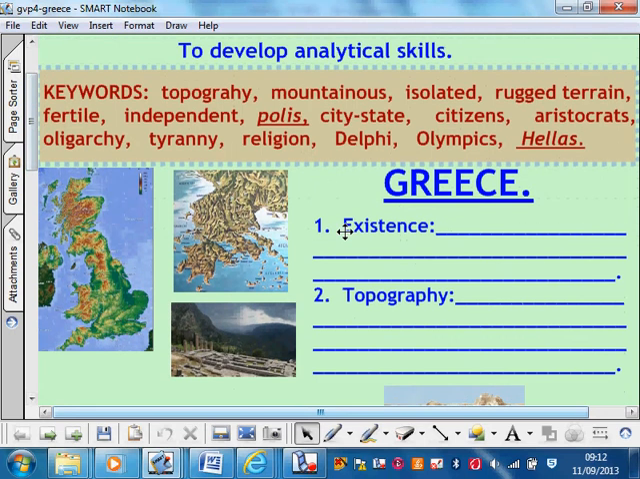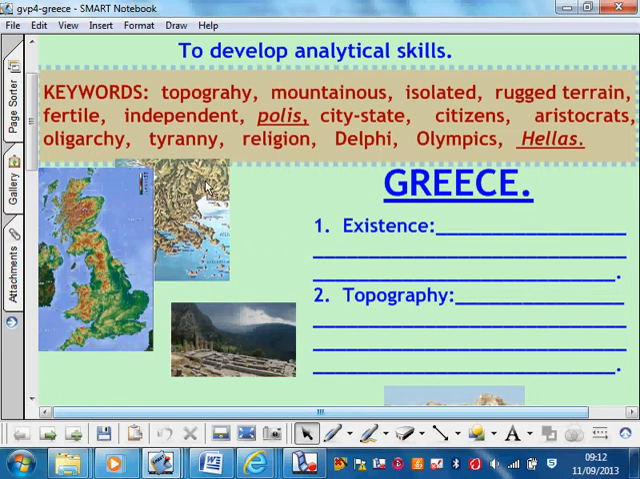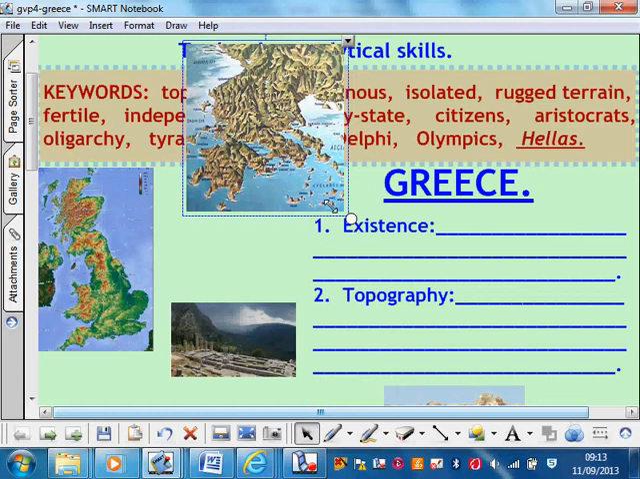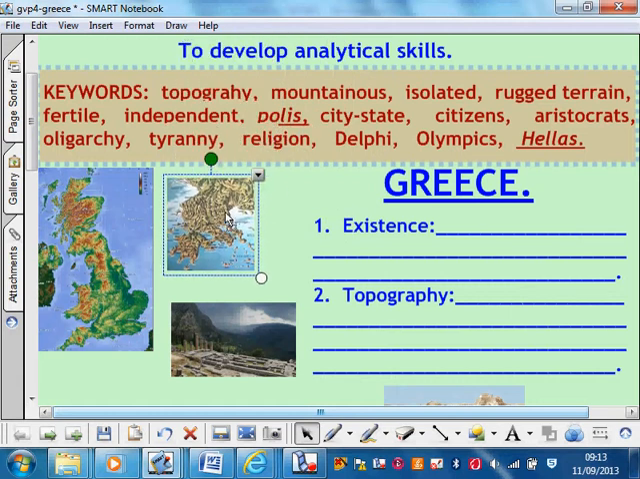Greece. Number one, existence. First thing to get your head around. At the time we're talking about, sort of 480 to 550 BC, there's no such place as Greece. I mean, it exists. Here it is. Here's the map. That's Greece. But it's not called Greece. It doesn't exist. It's not one country. They all speak Greek. They're all Greeks, but there isn't a government. There isn't a king. It's not really a country.